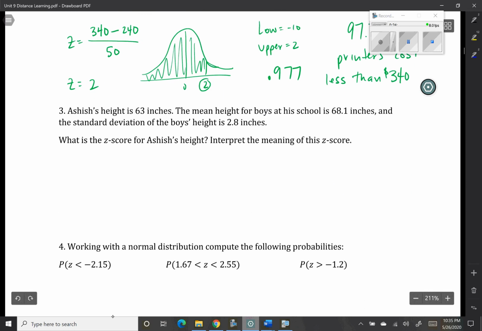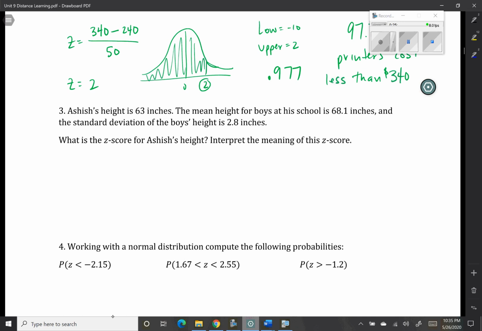Number 3 talks about this guy named Ashish. It says Ashish's height is 63 inches. The mean height for boys at his school is 68.1 inches, so he's below the average. And the standard deviation of boys' heights is 2.8 inches. Again, standard deviation is just talking about how far apart the data is spread. So are the boys consistently really close to the mean, or are they spread out really far from the mean?